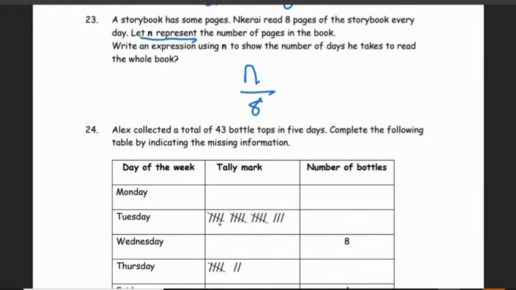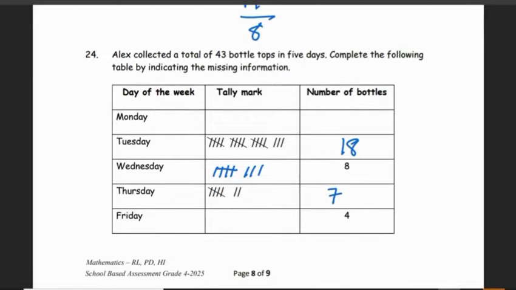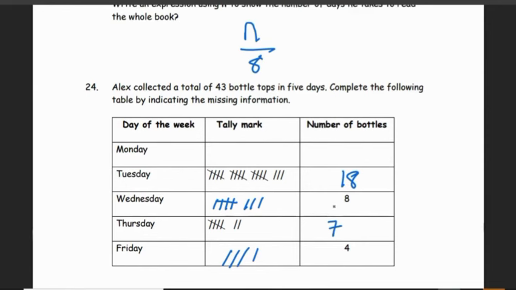Tuesday, we have 5, then we have 10, 15, 18. Here we're going to have 1, 2, 3, 4. We have 5, 6, 7, 8. So this is 5, this is 7. Then here we're going to have 1, 2, 3, 4. So what we just need to do is count what we have here, and the remaining you're going to subtract from the total 43 bottle tops, and then you're going to get the number of bottle tops that Alex collected on Monday.